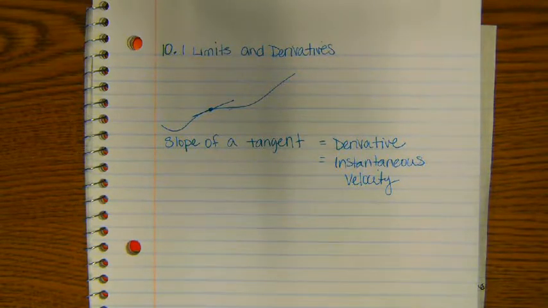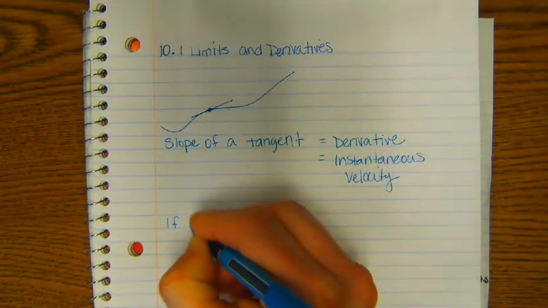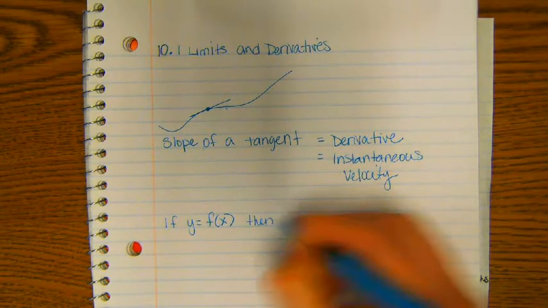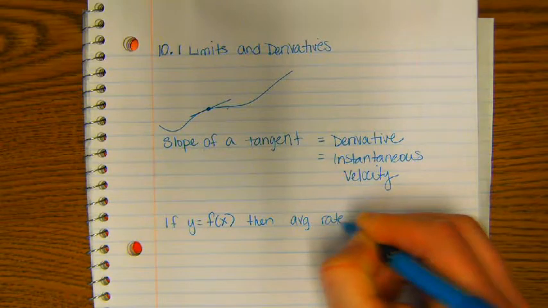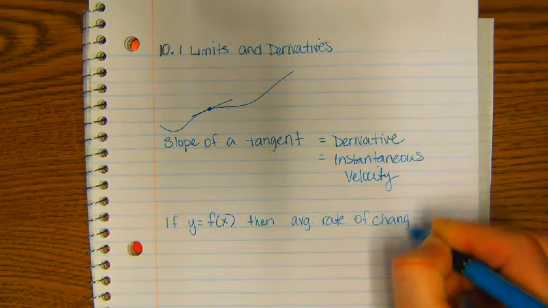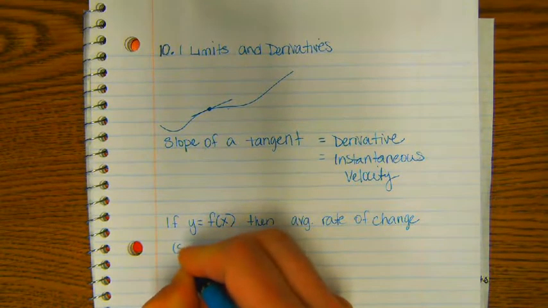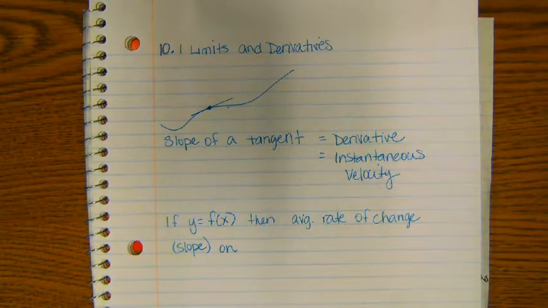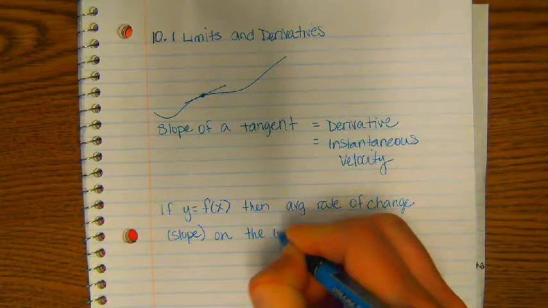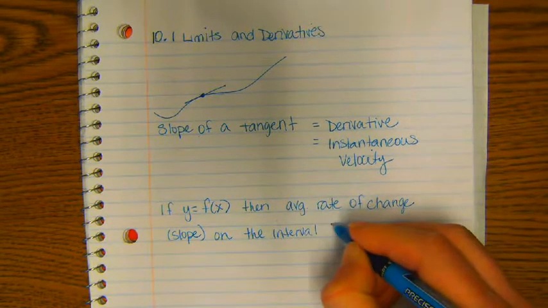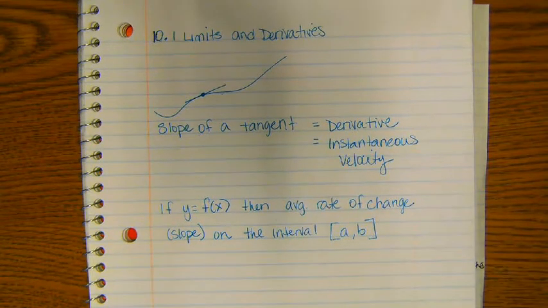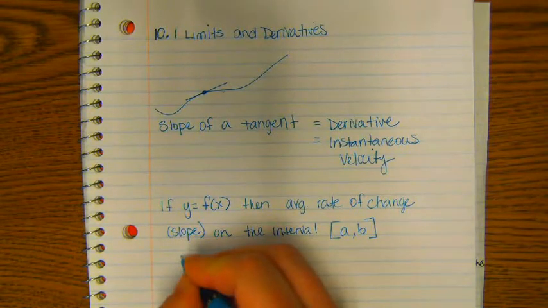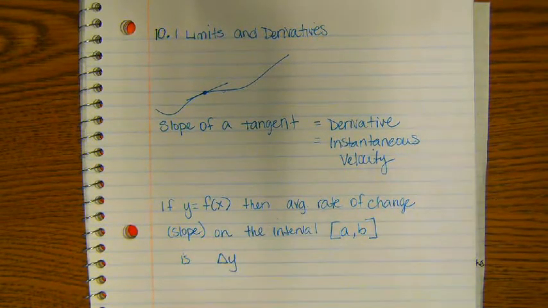Okay, so if y equals f of x, then the average rate of change, which is the same thing as slope, on the interval a to b is, first of all, I'm going to write delta y over delta x.